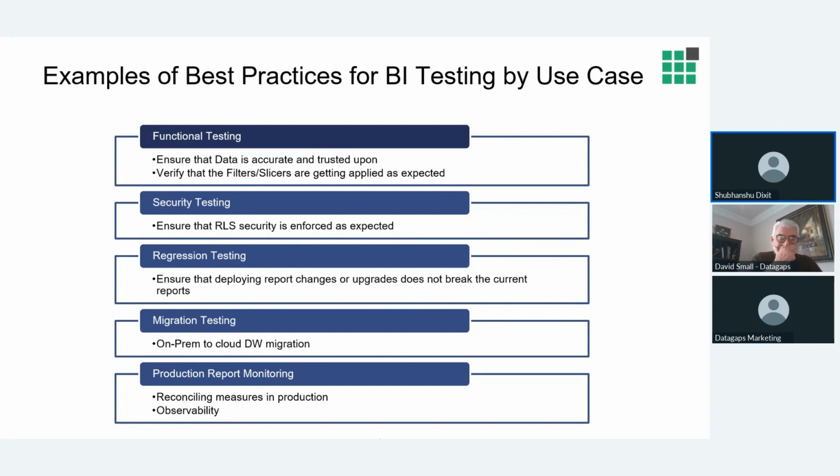Before I actually start showcasing the live demo, I want to go through a few of these use cases and just talk about them. The first one is functional testing. The first aspect with regards to functional testing is to ensure that whatever numbers, KPIs, or measures that you see within your Power BI reports are accurate and trusted upon. Now that brings in a very important question. Well, how do you validate these particular numbers?